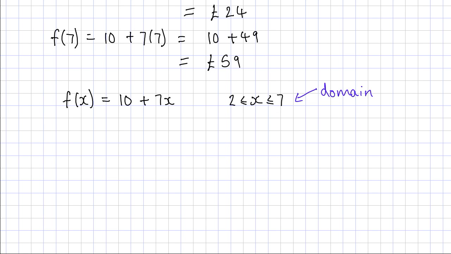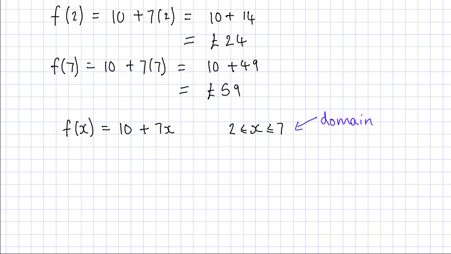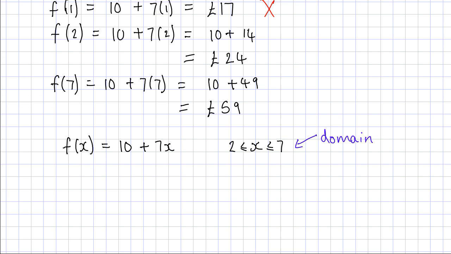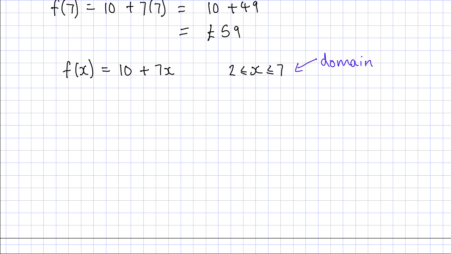Now I did also mention the range of a function. The range of a function is the output values that the function can give. We've worked out the smallest output value that the function can give, and that's £24. And we also worked out the largest output value that the function can give, and that's £59.